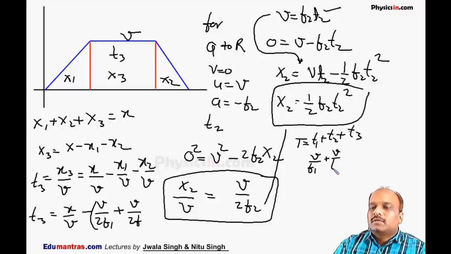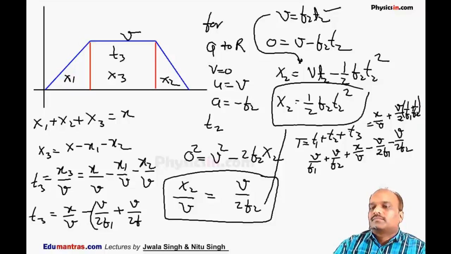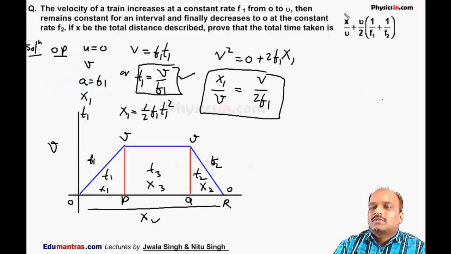So it is v by f2, whereas t3 is equal to x by v minus v by 2f1 minus v by 2f2. So finally we get the total time of journey as x by v plus v by 2 into (1 by f1 plus 1 by f2). So this is our answer.